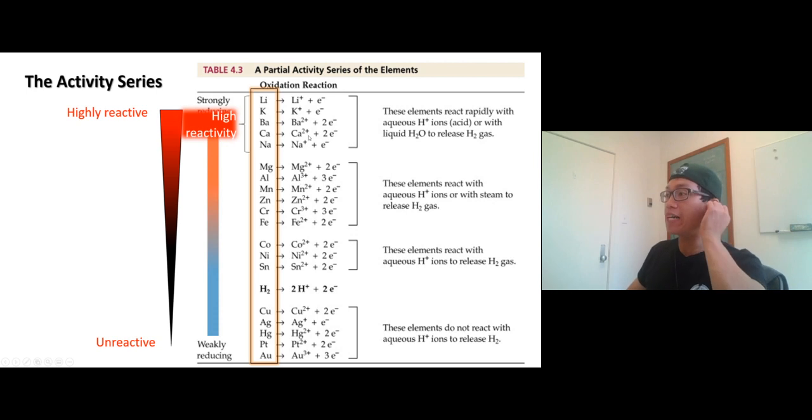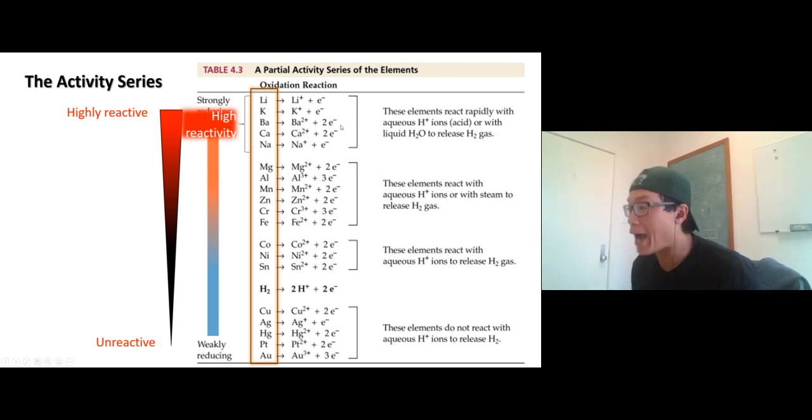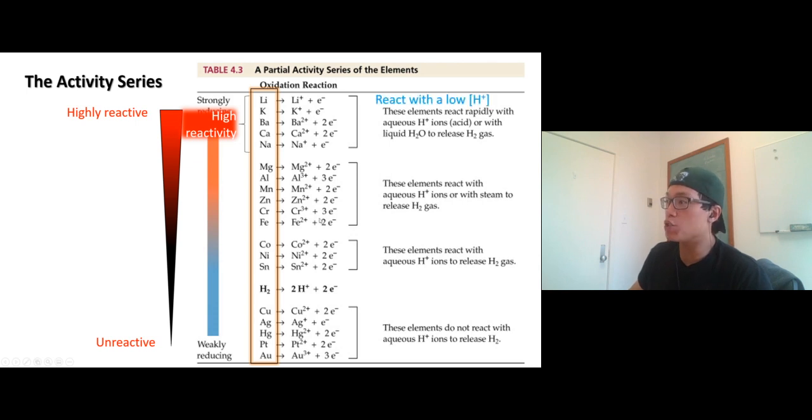The first group, at the top, is highly reactive and can react with even a small amount of proton in water. These elements can react rapidly with aqueous hydrogen ion solution, which is an acid, or with liquid water to release hydrogen gas. Because they're so reactive, they can react even with regular water. That's the reason why you never see lithium, sodium, calcium, potassium in nature, because they can react even with moisture in the air. Now go down to set number 2.